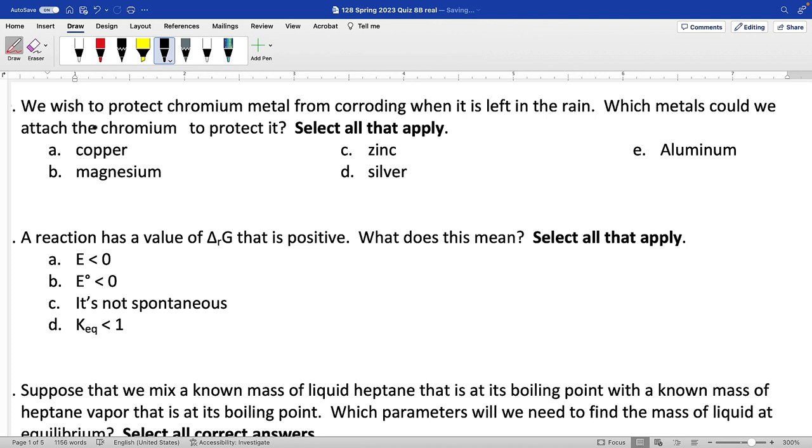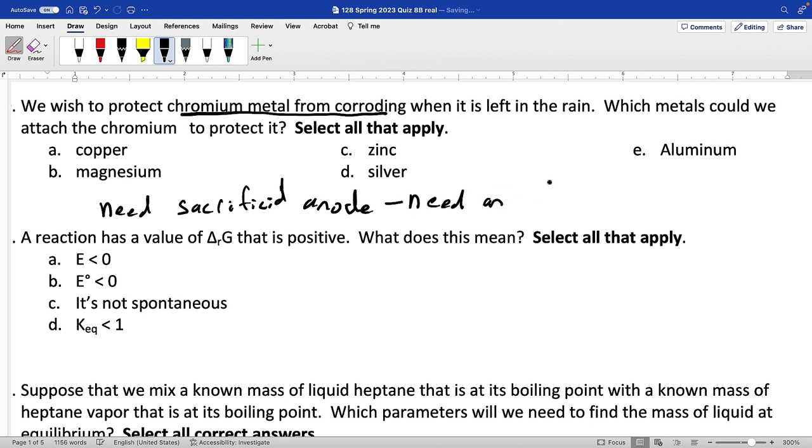All right, we want to protect chromium from corroding in the rain. Which metals could be attached to the chromium to protect it? So we need a sacrificial anode. We want something that itself will corrode and it will protect the chromium. So we don't care about the other metal. In fact, we want it to corrode. We want to keep the chromium from corroding. So we need an easily oxidized metal, specifically, a metal that's easier to oxidize than chromium.